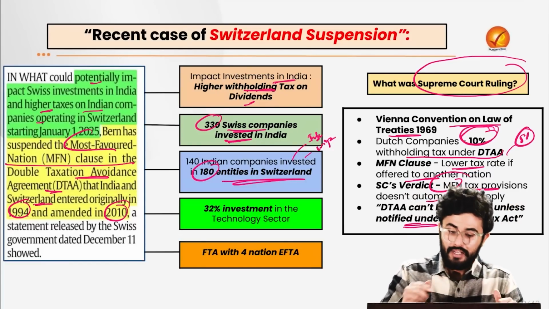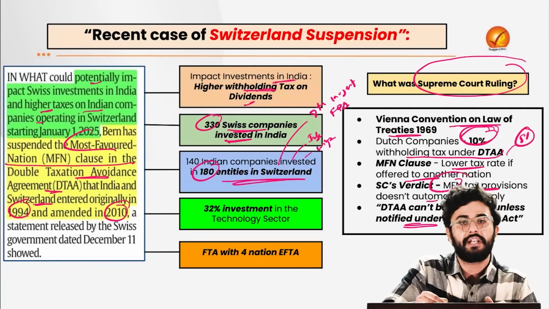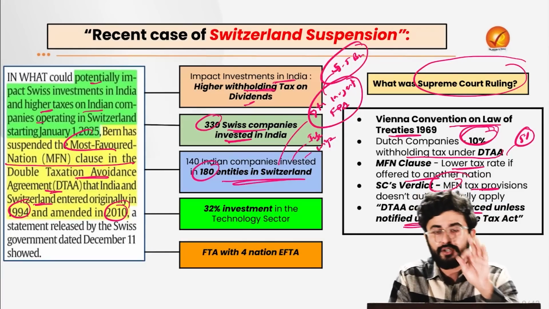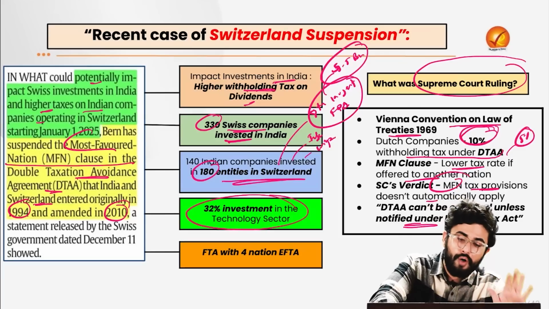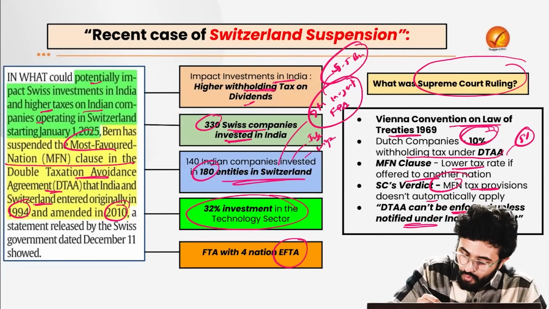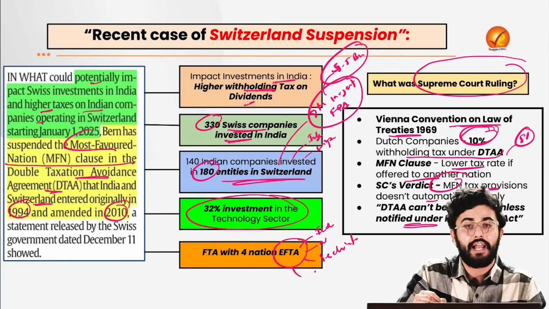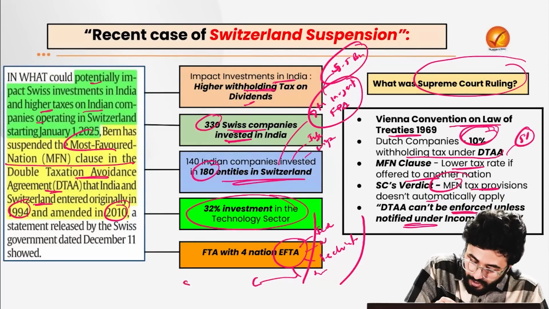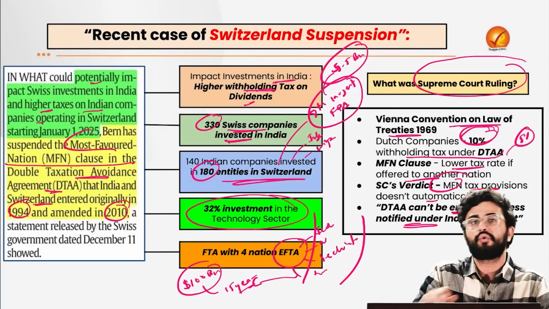The idea is that India is actually the 8th largest FDI source for Switzerland, investing more than $3.5 billion, with 32% of this investment in the emerging technology sectors. Switzerland also forms part of the 4-nation European Free Trade Association, the 4 nations being Iceland, Norway, Liechtenstein and Switzerland, and these countries had targeted to invest $100 billion in our country in the next 15 years. So obviously this investment is going to be hampered as well.